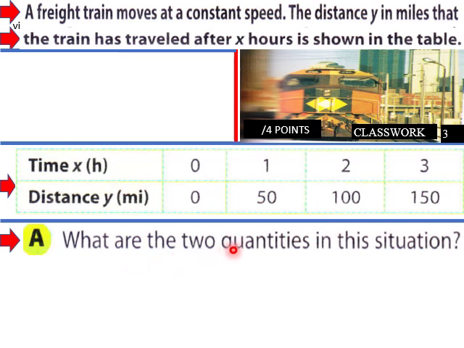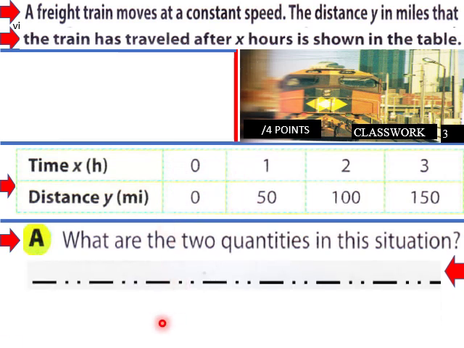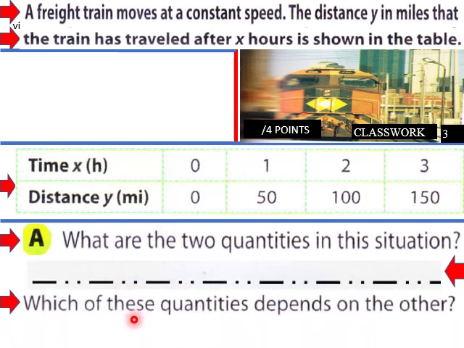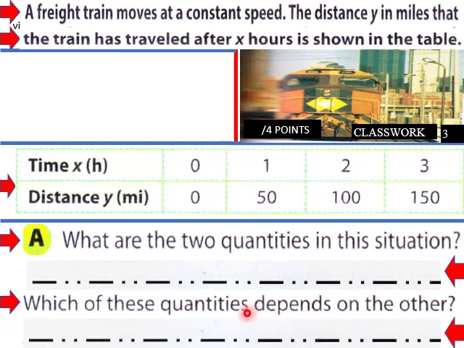What are the two quantities in this situation? So what two quantities are described in this table? Which of these quantities depends on the other would be the second question. So our first question is, what are the two quantities? The second question is, which of these quantities depends on the other?